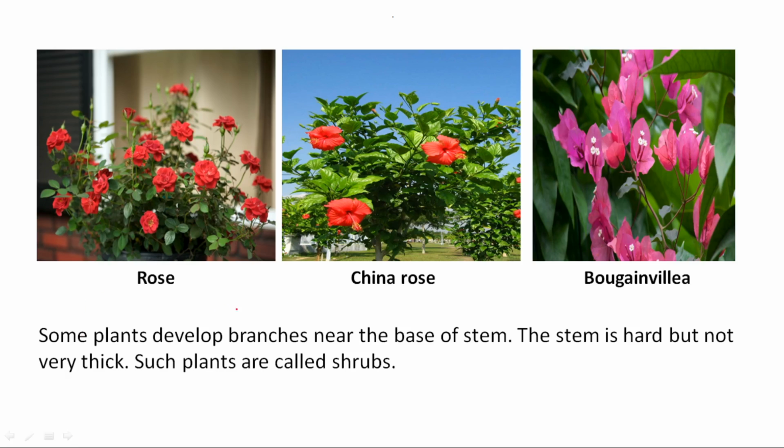Next is shrubs. Next we'll study about shrubs. You have seen rose, China rose, and bougainvillea. Some plants develop branches near the base of the stem. This stem is hard but not very thick. Such plants are called shrubs.